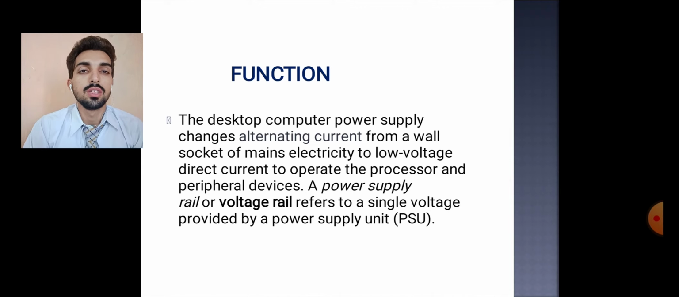Functions. The desktop computer power supply changes alternating current from a wall socket, or mains electricity, to low voltage direct current to operate the processor and the peripheral devices. A power supply rail or voltage rail refers to a single voltage provided by the power supply unit, or PSU.